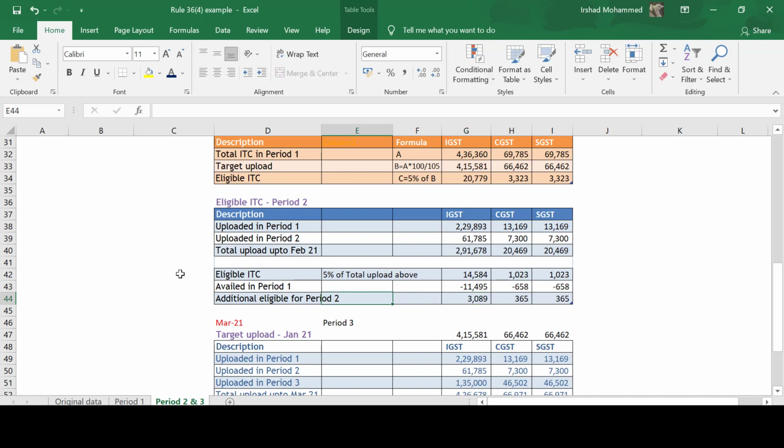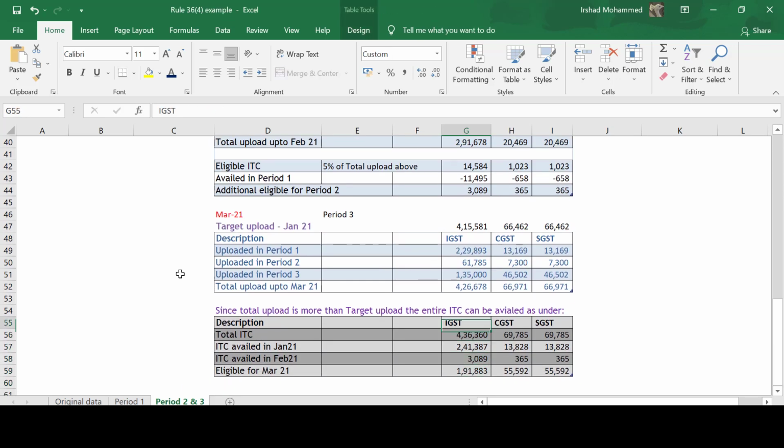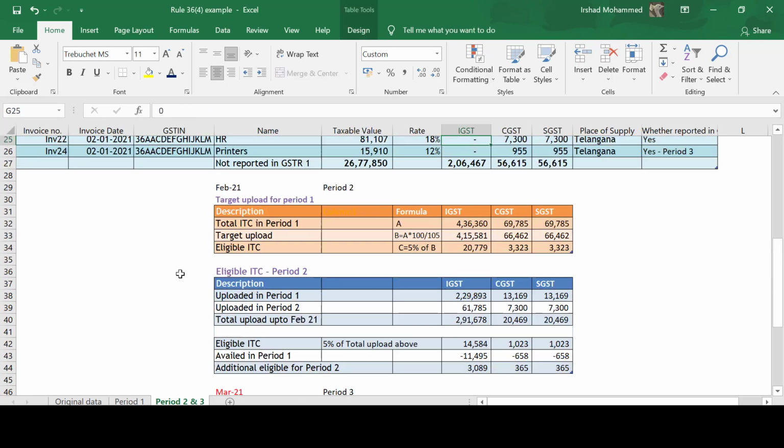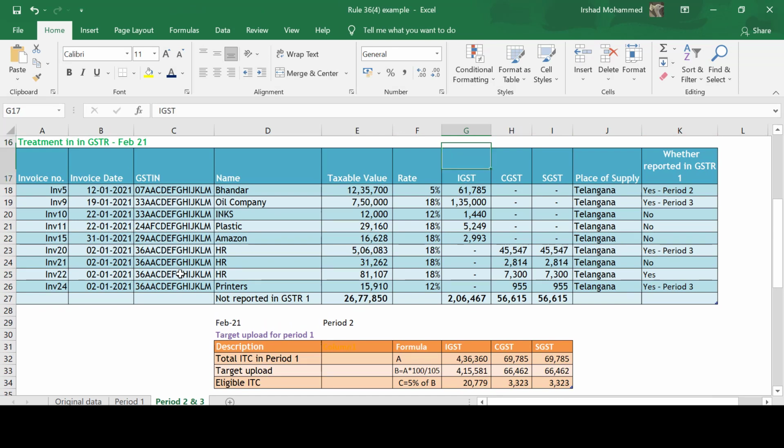Since this is the eligible credit for period 2, we will add this eligible credit to the credits applicable for the current period and report this credit in GSTR 3B. So going further, let's look into period 3. Period 3 in our case is March 2021. As we can see, we have repeated the same exercise.